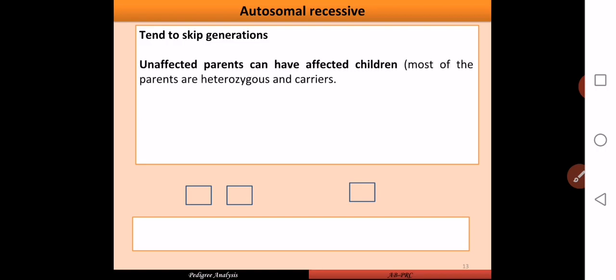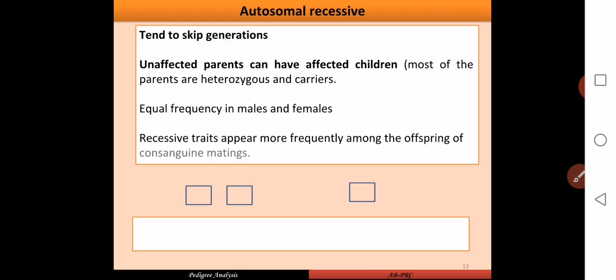Now, unaffected parents can have affected children. The parents may be healthy, but for a healthy parent, there is a possibility for affected children to be born. It is because most of the parents are heterozygous for that trait, and hence they act as carriers. And the probability for male and female is also equal. There is equal probability for both sexes.